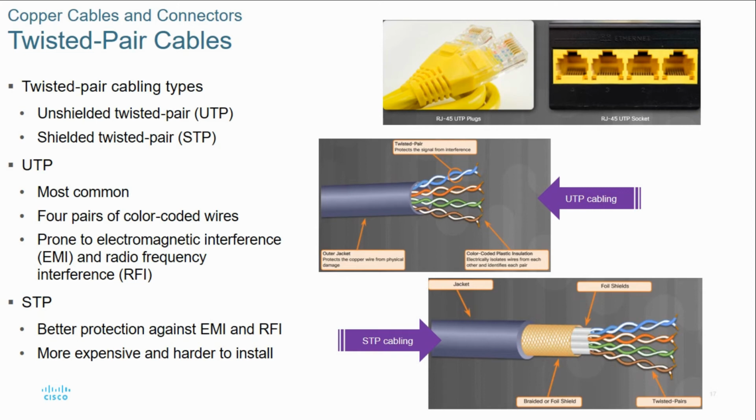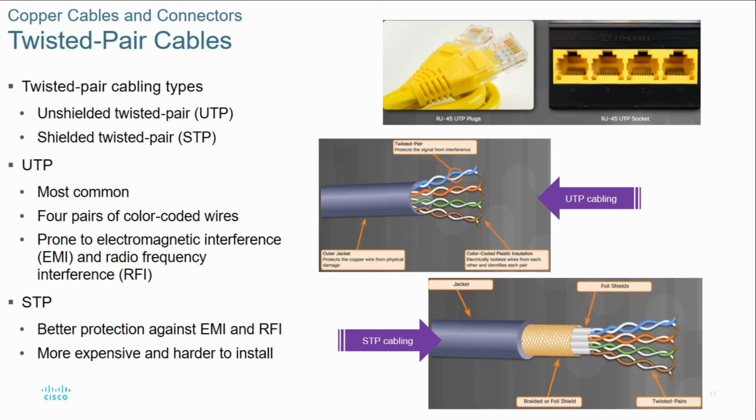To address the limitation of the UTP, shielded twisted pair was designed. In this cable, the twisted pair is wrapped with a foil shield or a metallic braid to protect against EMI and RFI. But of course, this type of cable is more expensive than the UTP because of the added materials. Both UTP and STP cables are terminated with an RJ45 connector and plug into RJ45 sockets.